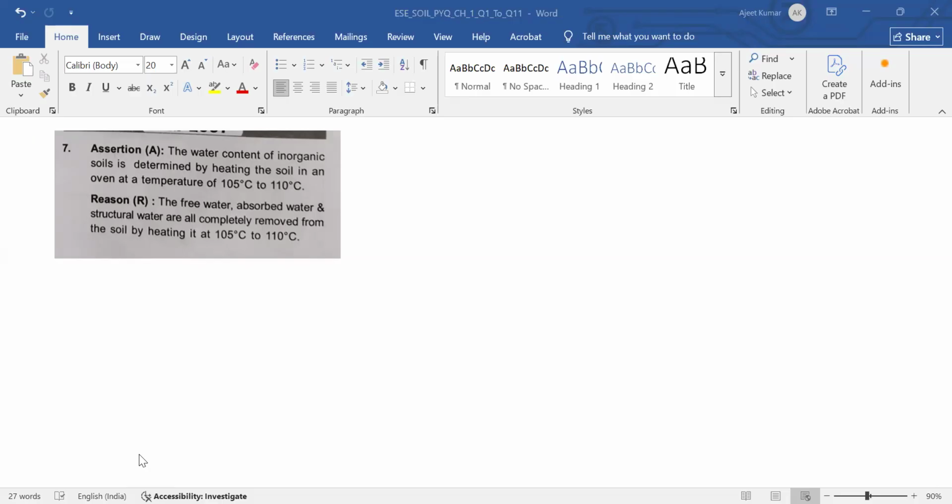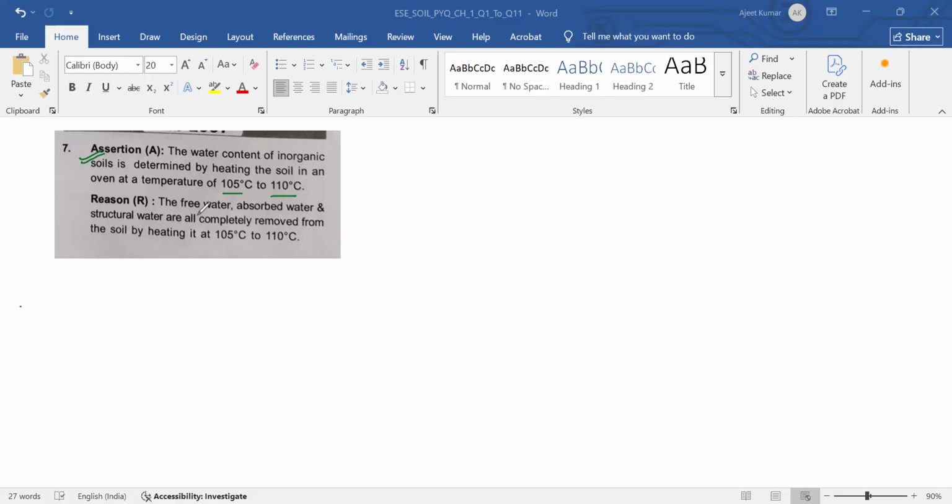So today we will discuss question number 7. Question number 7 is: assertion: the water content of inorganic soil is determined by heating the soil in an oven at a temperature of 105 degrees Celsius to 110 degrees Celsius. So this is the lab procedure and this statement is correct. The reason is: the free water, adsorbed water, and structural water are all completely removed from the soil by heating it at 105 degrees Celsius to 110 degrees Celsius.